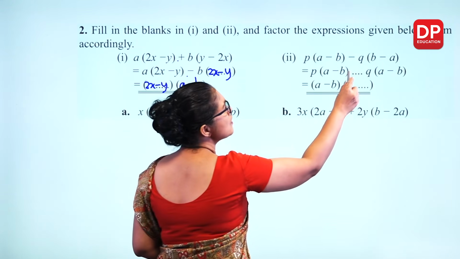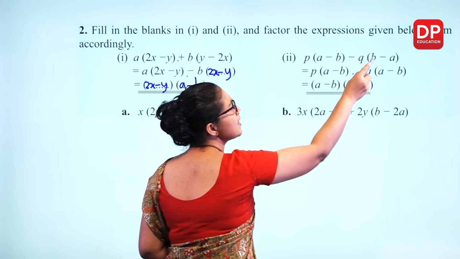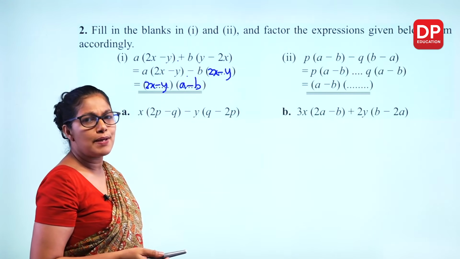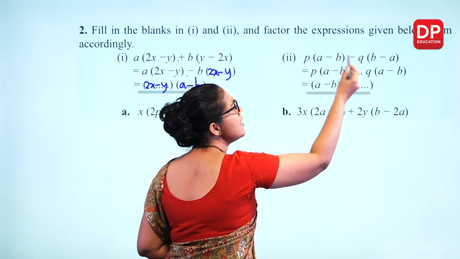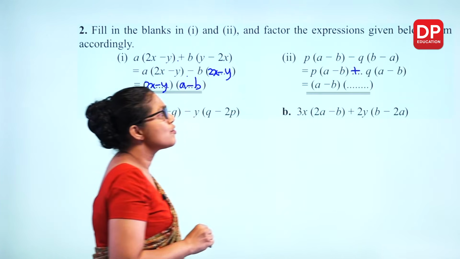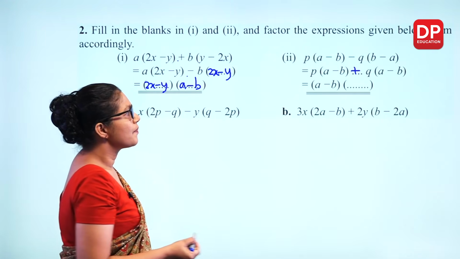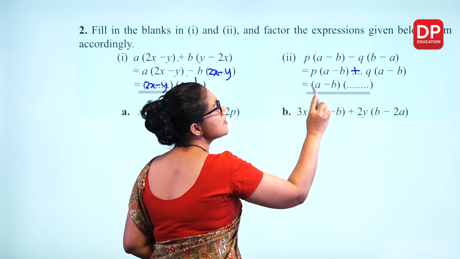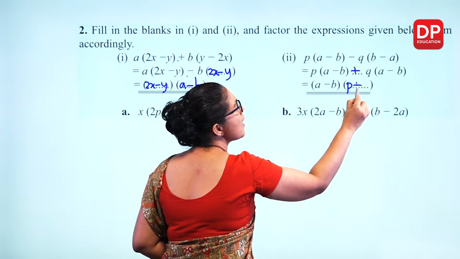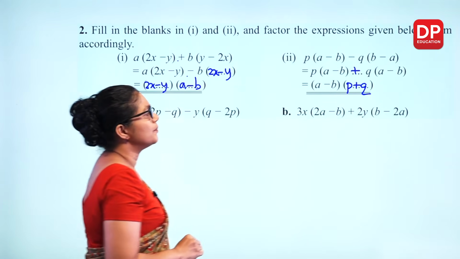Now what about this one? We have to fill this one, the sign. Now look at carefully. Earlier it was b minus a, now a minus b. So that means the sign should be changed. So minus sign we need to write as positive. Then a minus b already taken. So what's remaining? P plus q.